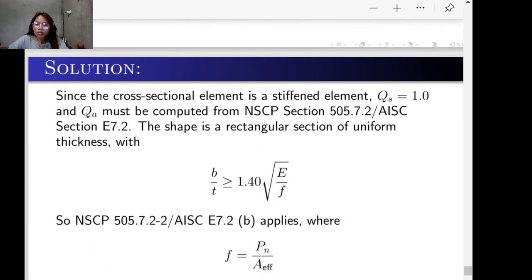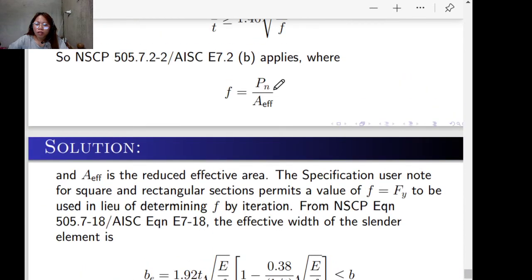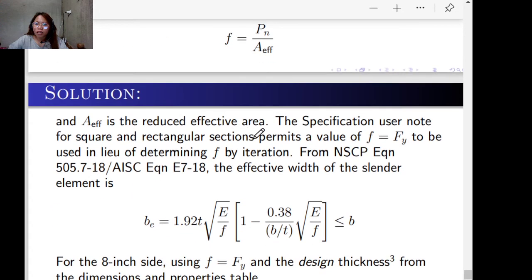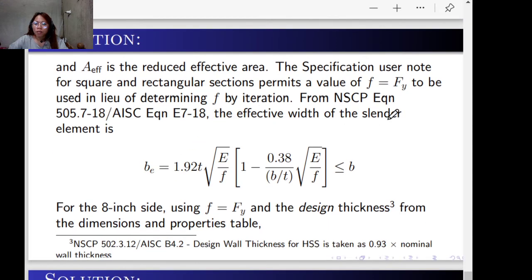Okay, to solve for the effective area, or reduced effective area, the specification user note for square and rectangular sections permits a value of f equal to Fy to be used in lieu of determining f by iteration, no? From NSCP equation 505.7-18 or AISC equation E7-18, the effective width of the slender element is this equation. This is the second condition, no?